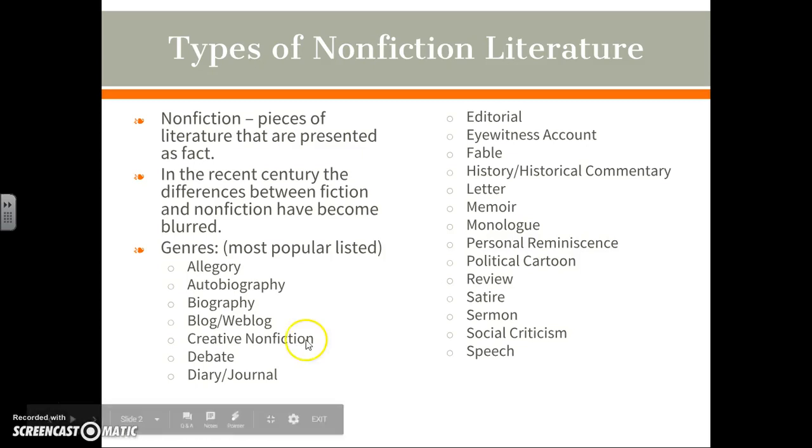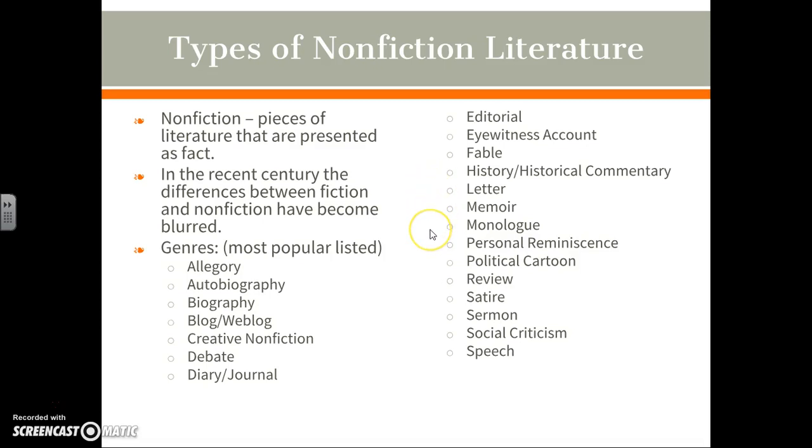Now, some of the popular genres that we're going to cover this year are autobiography and biography. You are going to actually write your own blog, and we'll get into that. We will look at some diaries and journals. We will definitely do some debating, some editorials. We will talk about eyewitness accounts. Fable we'll save more for next year. We are definitely going to hit history and historical commentary rather large.